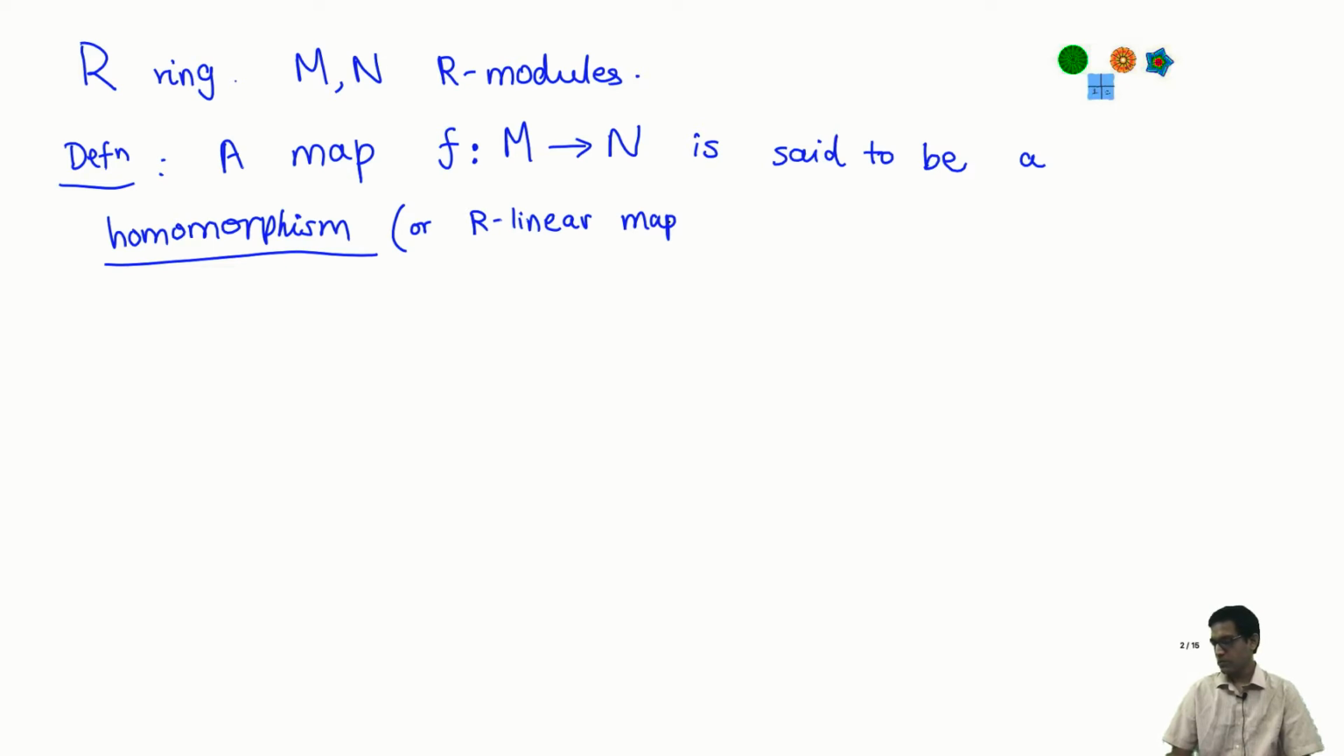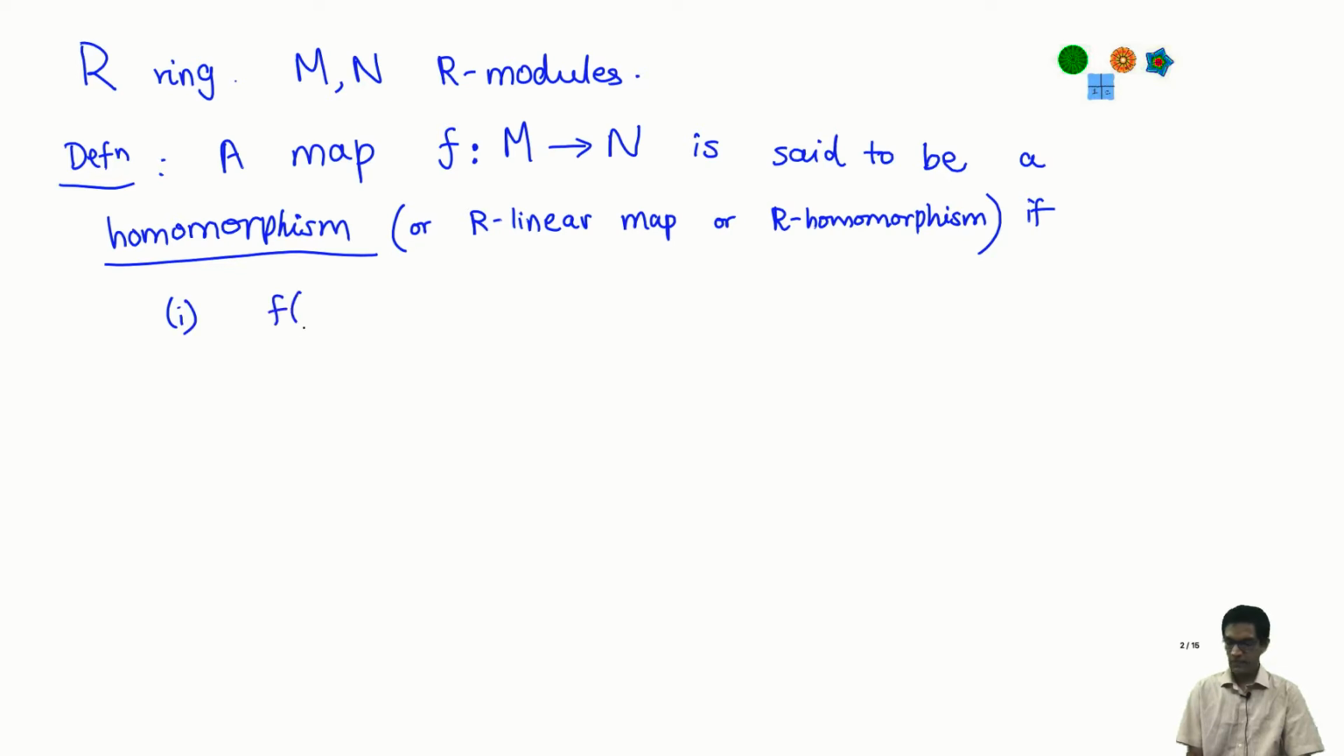It's another word for homomorphism. Or if we want to emphasize the ring R, we sometimes call it an R homomorphism. Okay, so there are many different words we use for this. So a homomorphism of R modules is a map satisfying the following two properties.